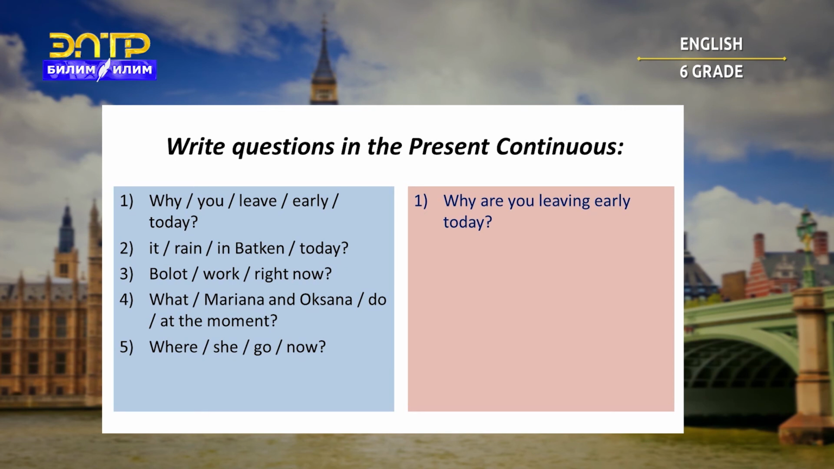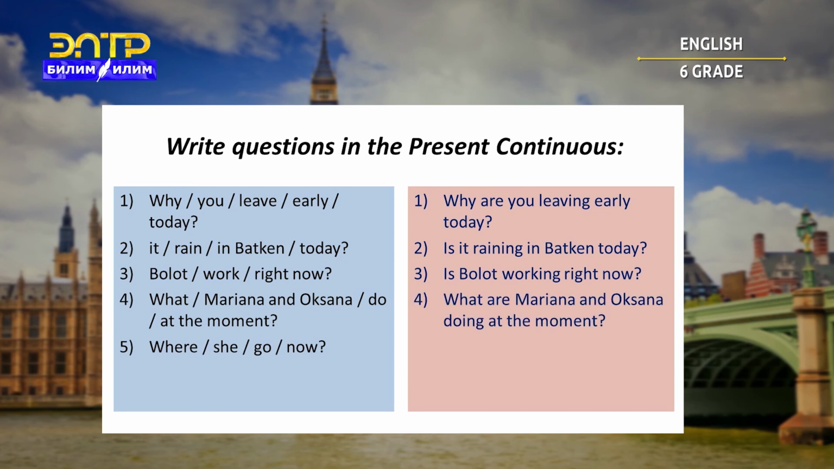Now, students, let's check your questions. Number 2. Is it raining in Batken today? Number 3. Is Bolot working right now? Number 4. What are Mariana and Oksana doing at the moment? Number 5. Where is she going now?